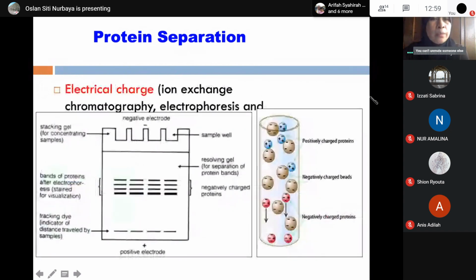Then we can separate protein based on the charge. If we are using electrophoresis, we have the negative electrode to the positive electrode. Then we have the SDS-PAGE just now, right? SDS is sodium dodecyl sulfate. The SDS will make your protein become denatured, and negatively charged, so it will be attracted to the positively charged electrode. So you can see the protein bands separated according to size.